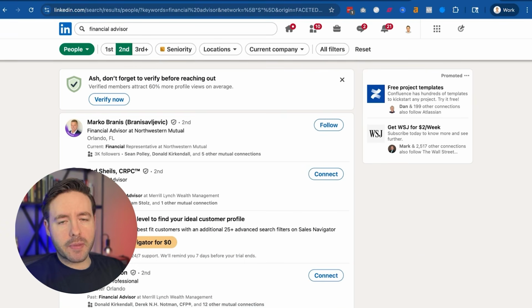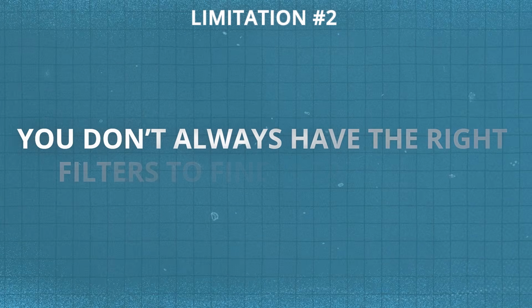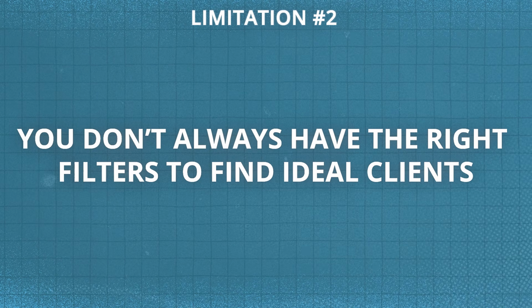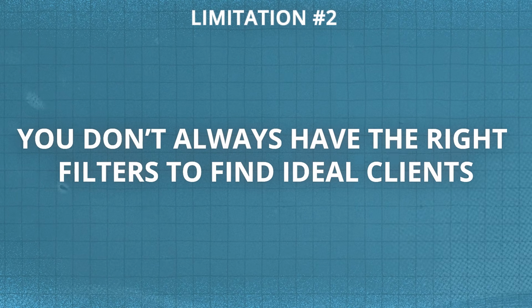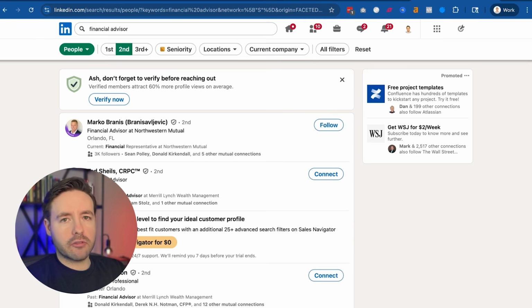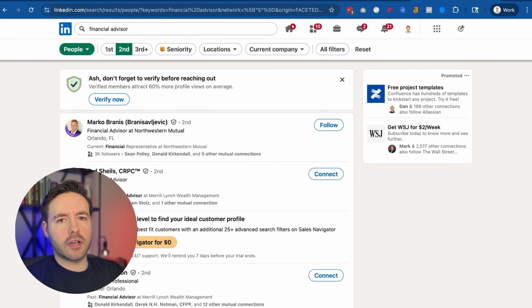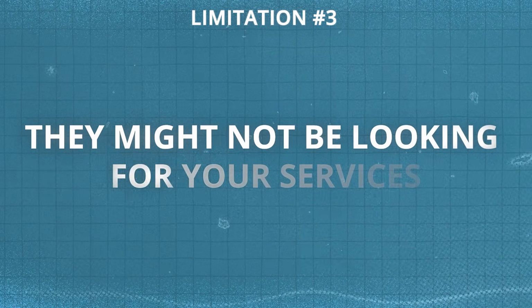The second problem and limitation is that sometimes you don't have the filters that you need in order to find your ideal clients. So for example, with LinkedIn, you can't really target someone by revenue, or let's just say you wanted to target people that had a certain amount of sales appointments every single month. You can't do that on LinkedIn because there's no option to search for how many sales appointments this business gets every month.